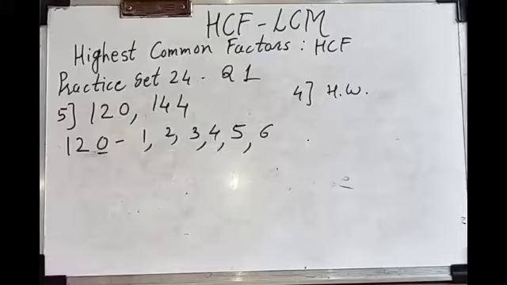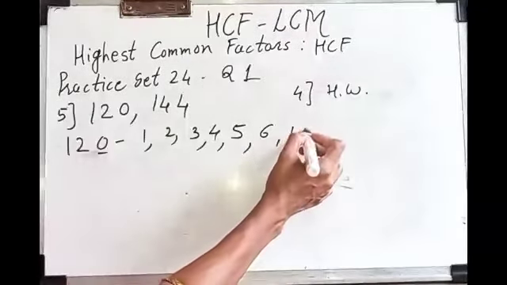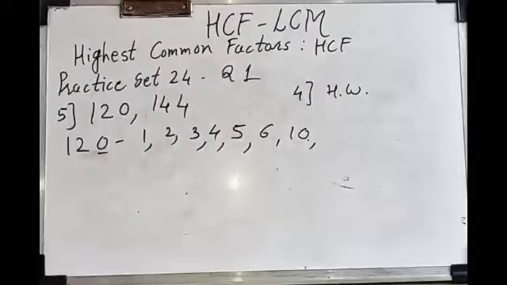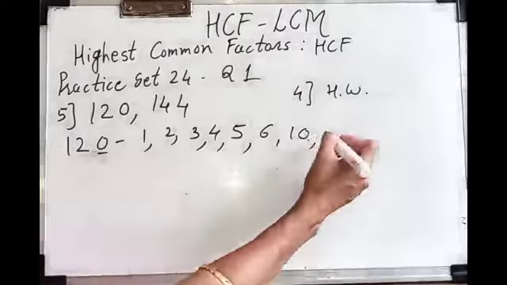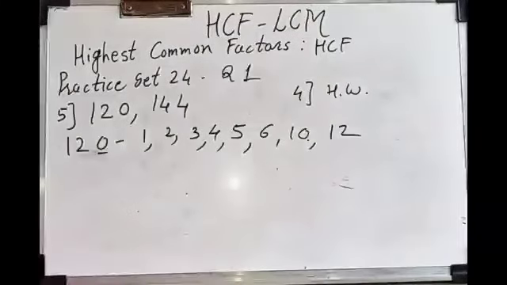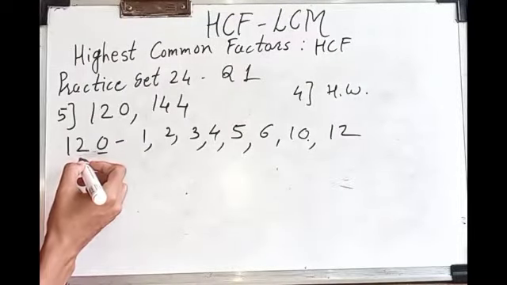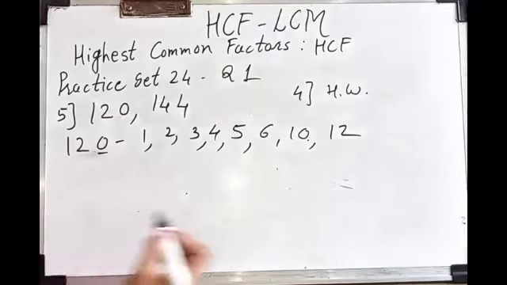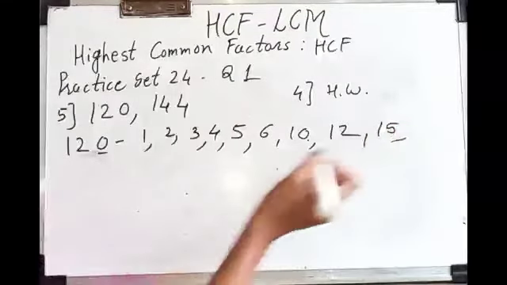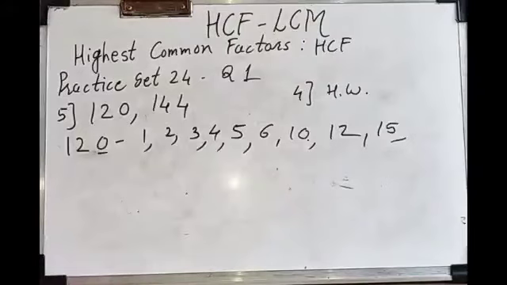7, no. 8, no. 9 will not come. 10 will come because the ending is 0. 11, 12, 13. 12 will come. Yes, 12 will also come. Then 12, 13, 14, 15. 15 will come. Yes, in the table of 15 also 120 comes, no? 16, 17, no. After 15 what will come? 30 will come, I think. 30, yes, 30 will come.